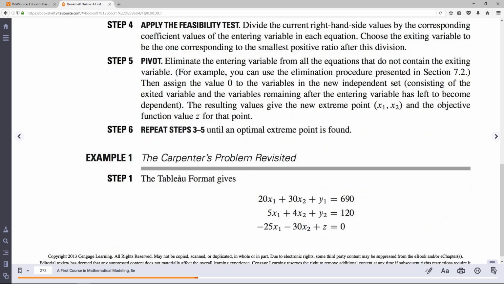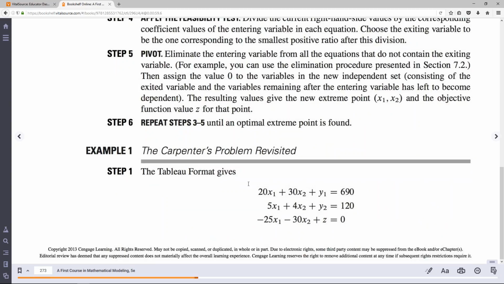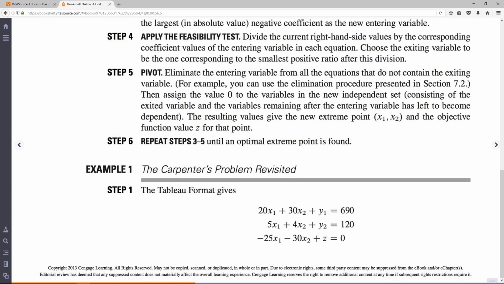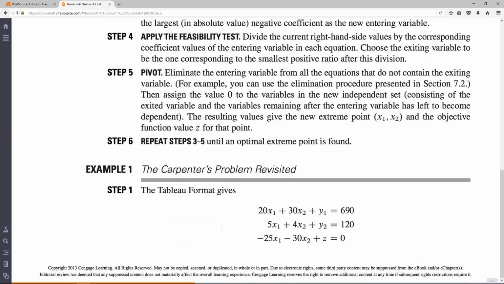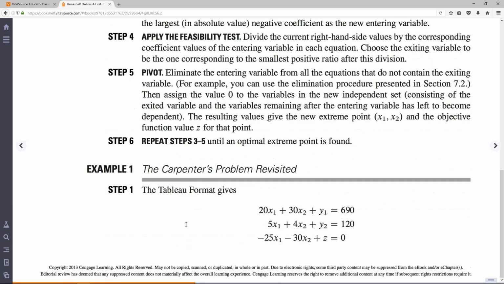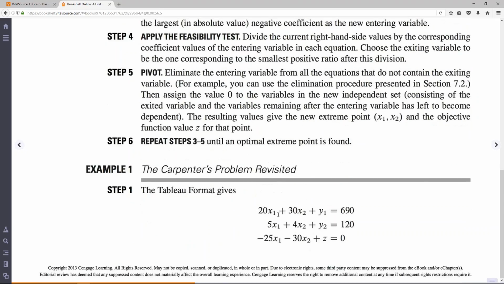Here is a summary. So let's continue with this example of the carpenter's problem. Step one is trying to put the function into a tabular format. Because it was an inequality, remember the first constraint was 20x1 plus 30x2 less than or equal to 690, so you have to add something so that it's an equality. You add that something, which is called y1. This y1 has a special form.